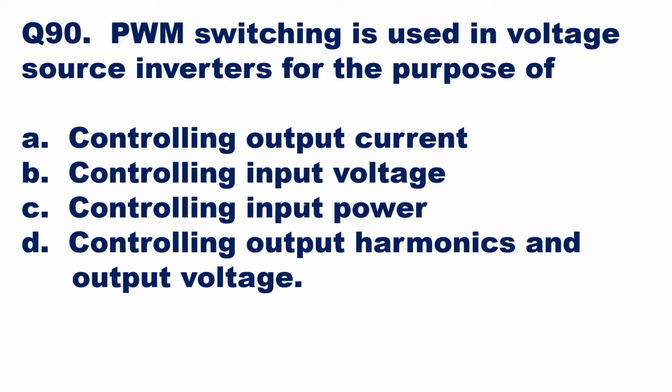PWM switching is used in voltage source inverters for the purpose of, so what is the purpose of using PWM technique? Okay, so options are controlling output current, controlling input voltage, controlling input power, controlling output harmonics. Harmonics are the multiples of the fundamental frequency and output voltage. So option D is the right answer.